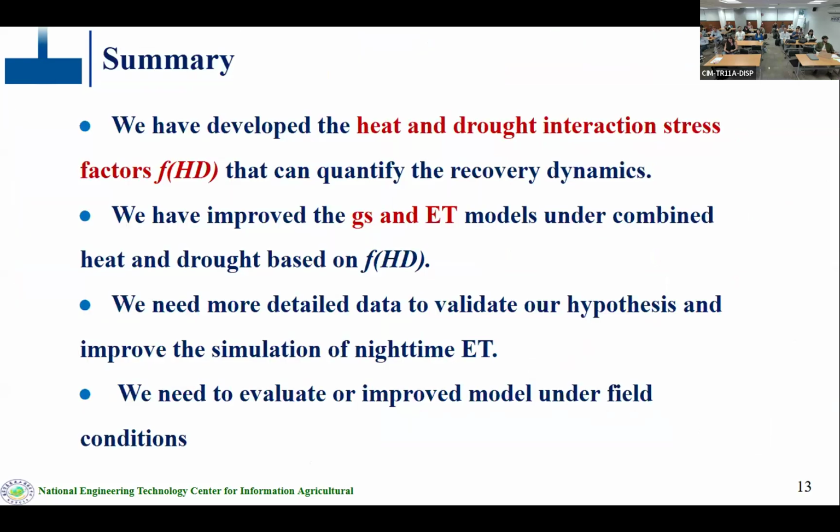So, to summarize, firstly we constructed a new algorithm to quantify the heat and drought interaction, and then we improved the JS model and the ET model using our new algorithm. But we know we still have a problem, because we quantified the spike transformation just using some hypothesis. We don't have the exact data to test it. So we need to improve it in the future.